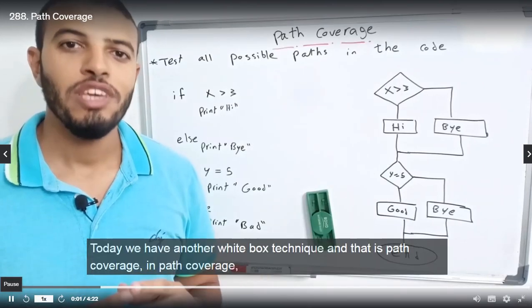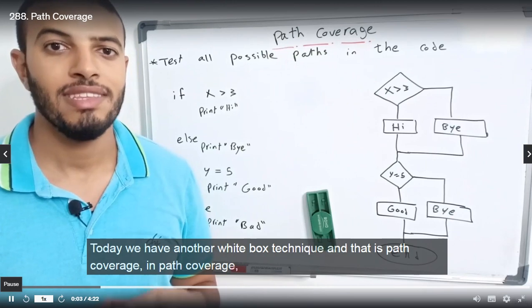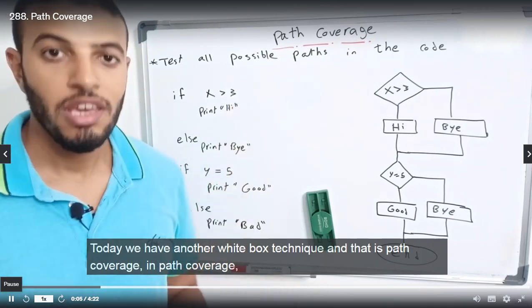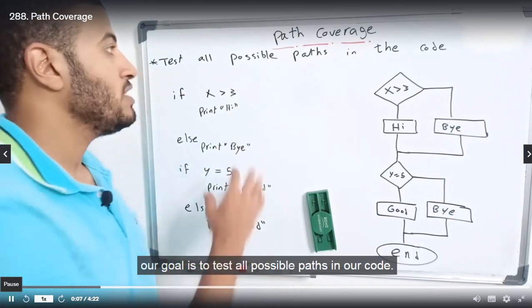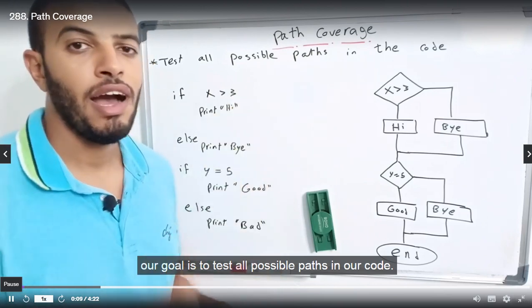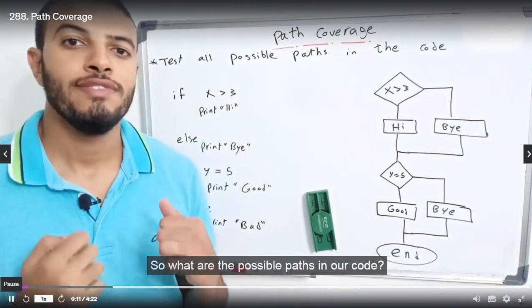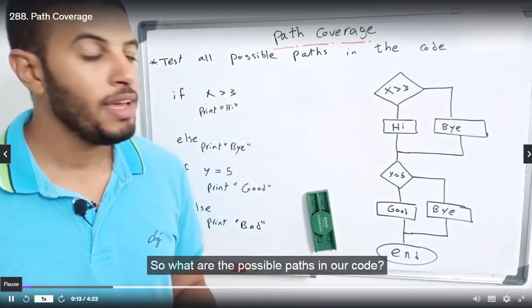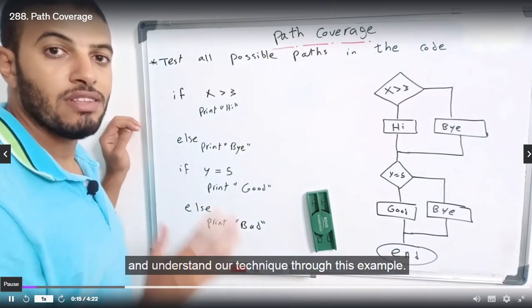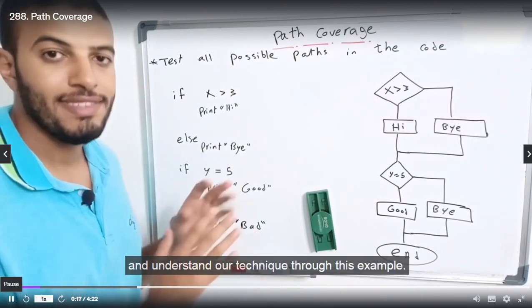Hello everyone, today we have another white box technique, and that is path coverage. In path coverage, our goal is to test all possible paths in our code. So what are the possible paths in our code? Let's have an example and understand our technique through this example.